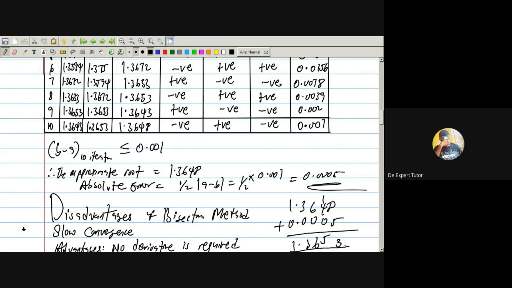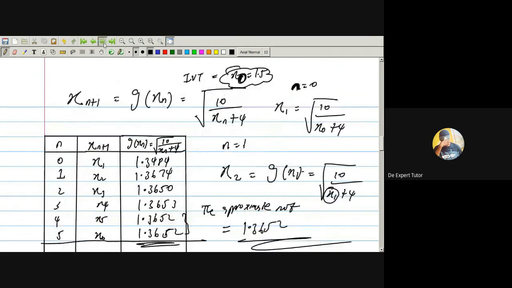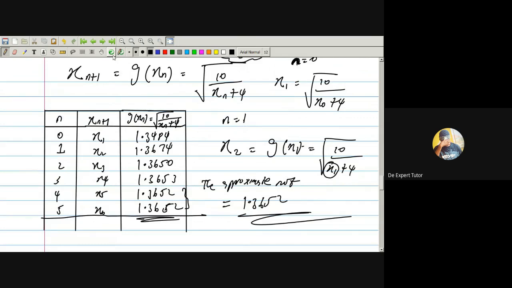Do you see now? That is why this error is very important. If you show that this is our answer, then it should be at least plus or minus 0.005. That's the importance of the error. So you can see that the workings are accurate, and that this one is fast.